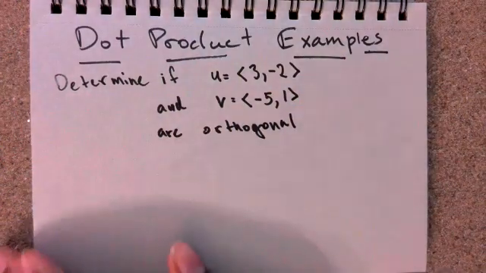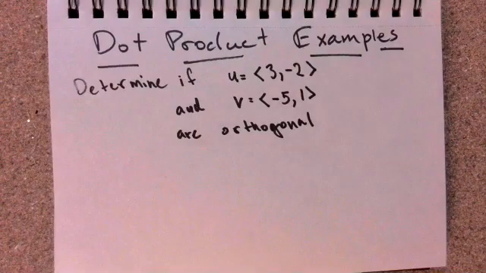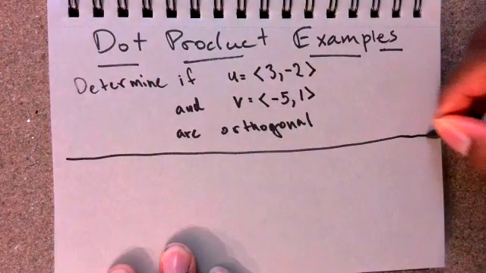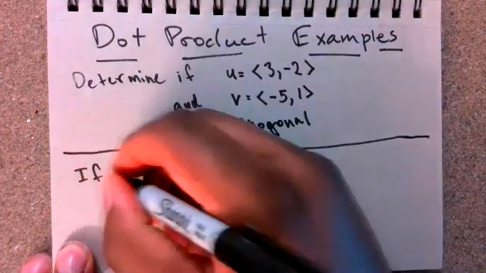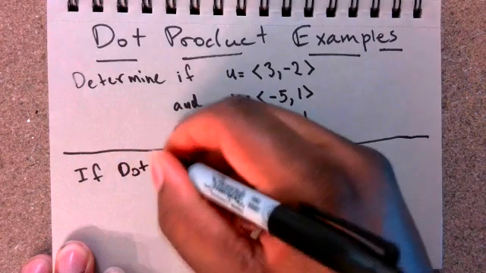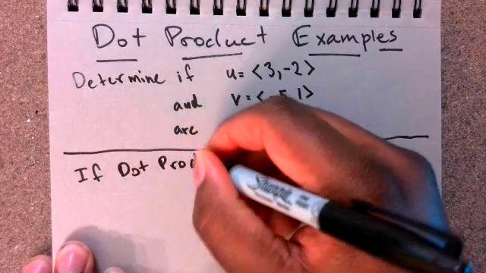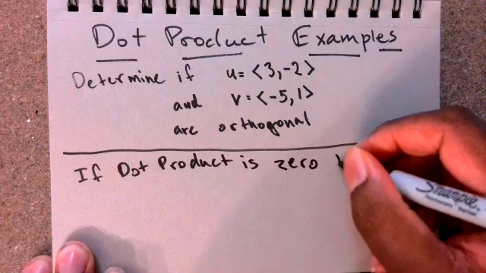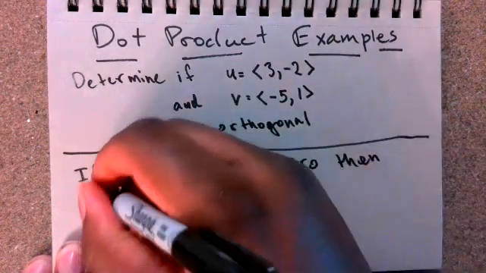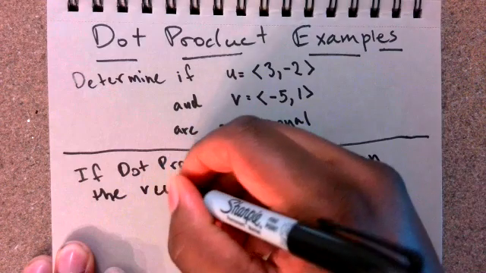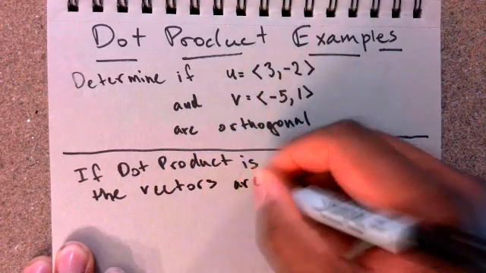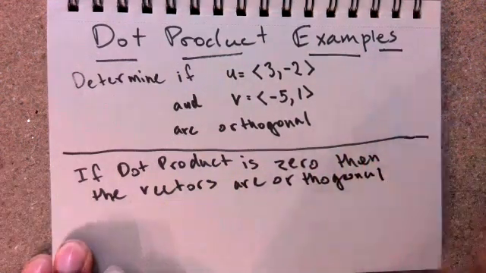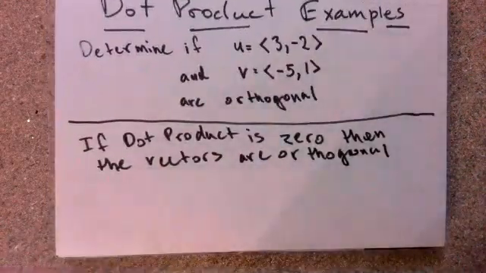All right, so we're determining if these two vectors are orthogonal. To do this, we have to remember something: if the dot product is 0, then the vectors are orthogonal. Also, my handwriting's so bad.